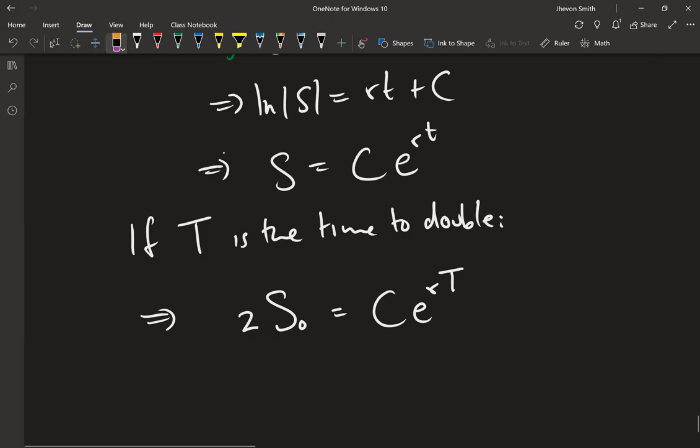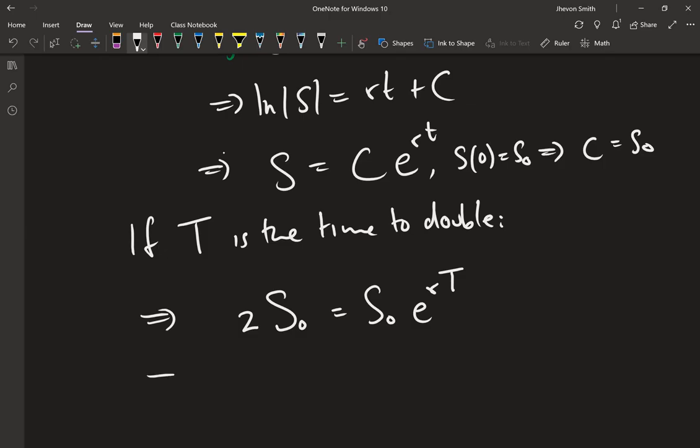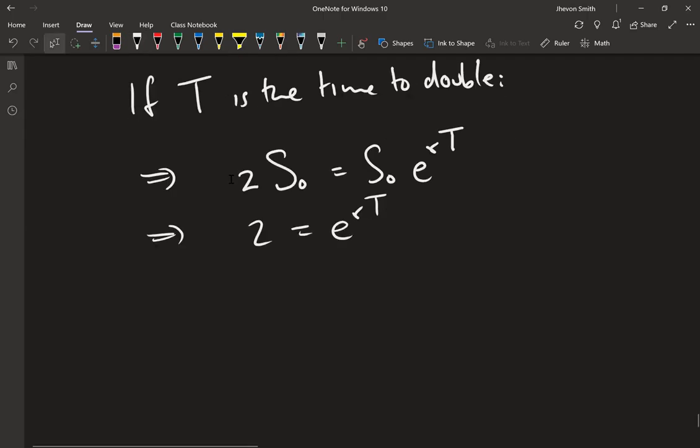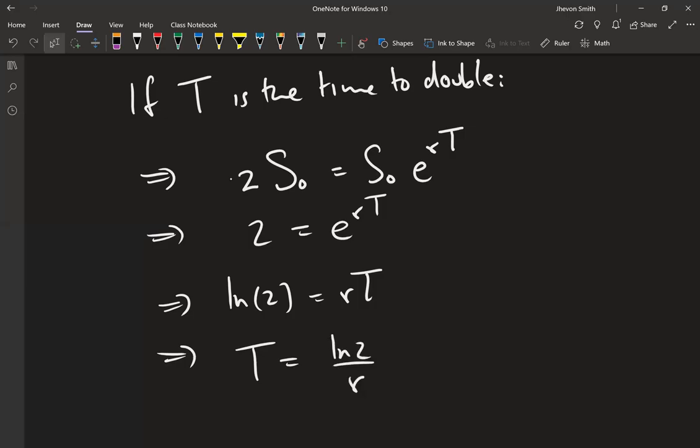And we're also assuming that we started with S naught. Right? Because we know that S of 0 equals S naught. This will actually mean that c equals S naught. So now we can go through. This is 2e to the rT. And then I can take ln of both sides. And finally, I can get T equals ln 2 over r. And that's going to be the time.